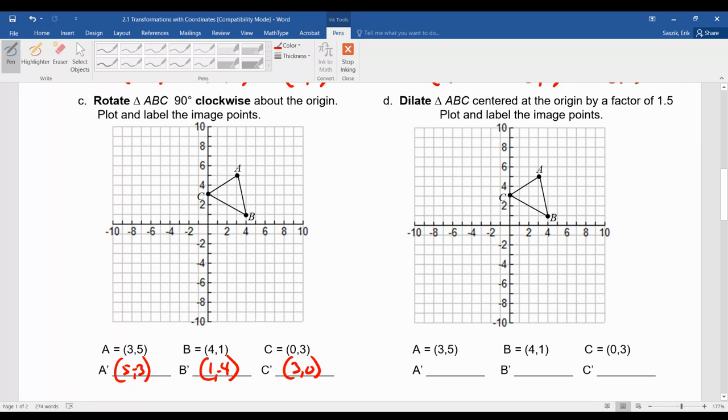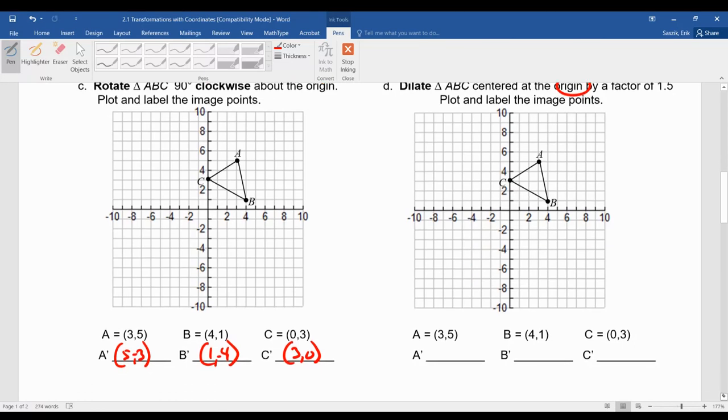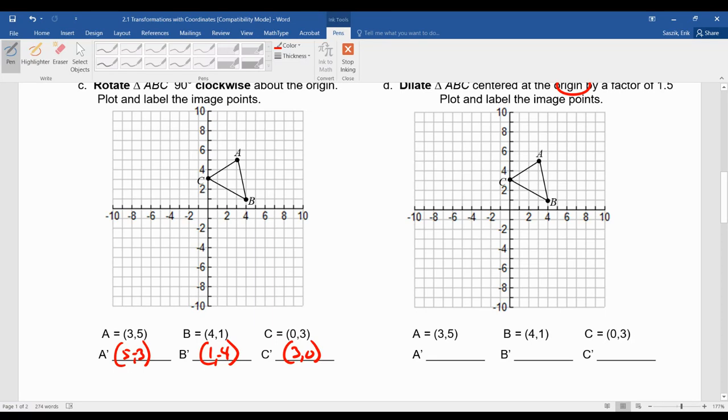If it's negative, negative means it's going to flip over wherever you're dilating about. Like here we're dilating about the origin. This is positive, so our triangle is going to be on the same side. It's still going to be up here in quadrant 1. If it was a negative number, this would all flip over the origin down into quadrant 3. Okay? So the negative impacts where it ends up, just so you know.